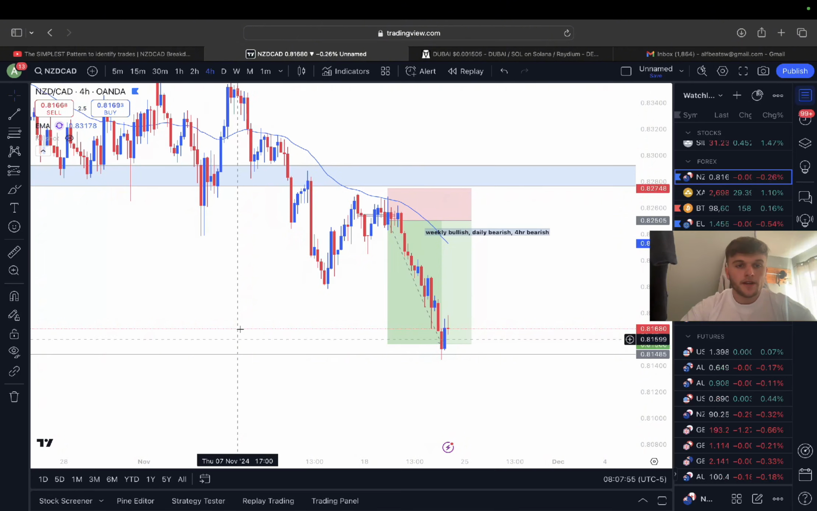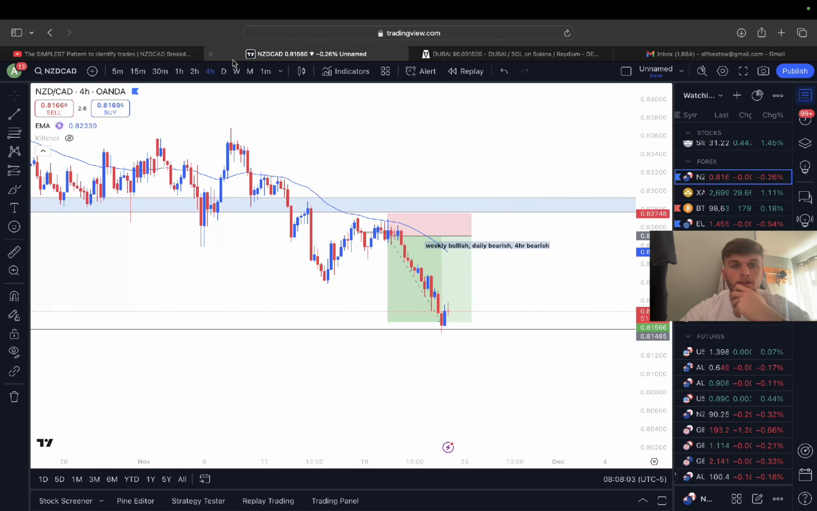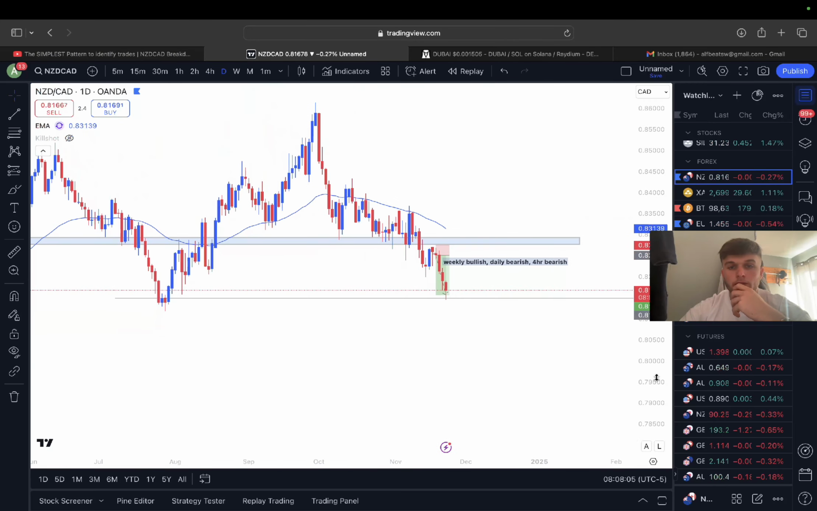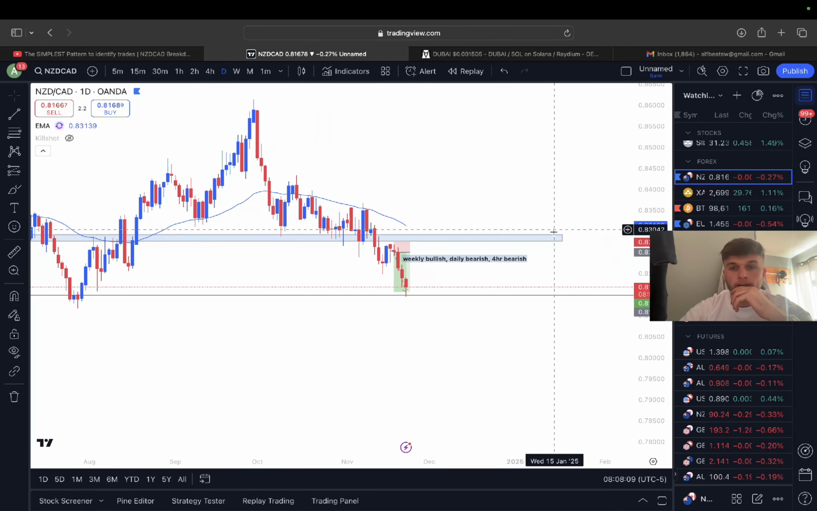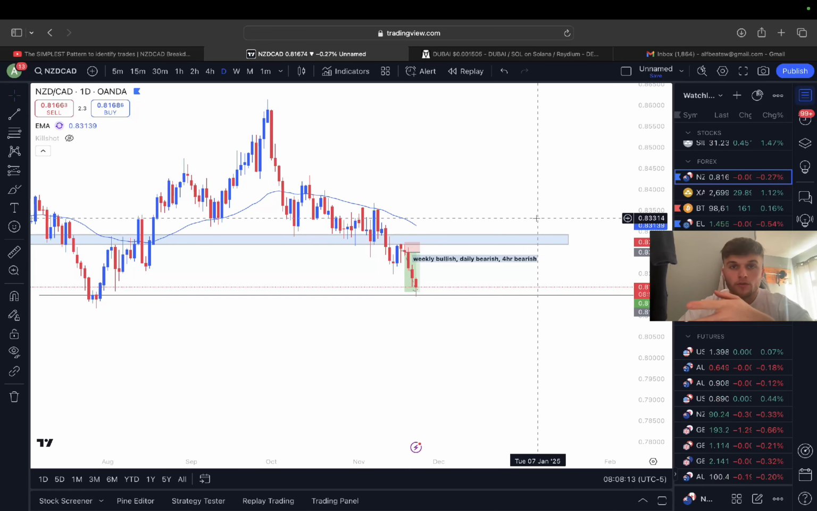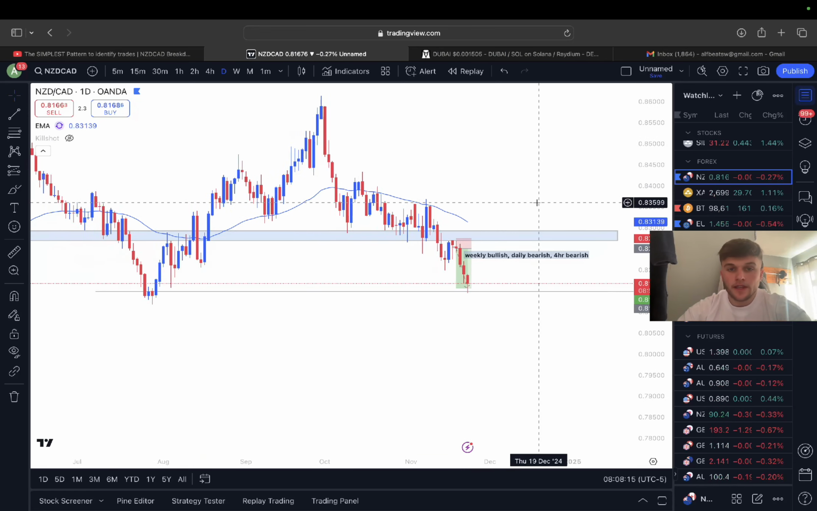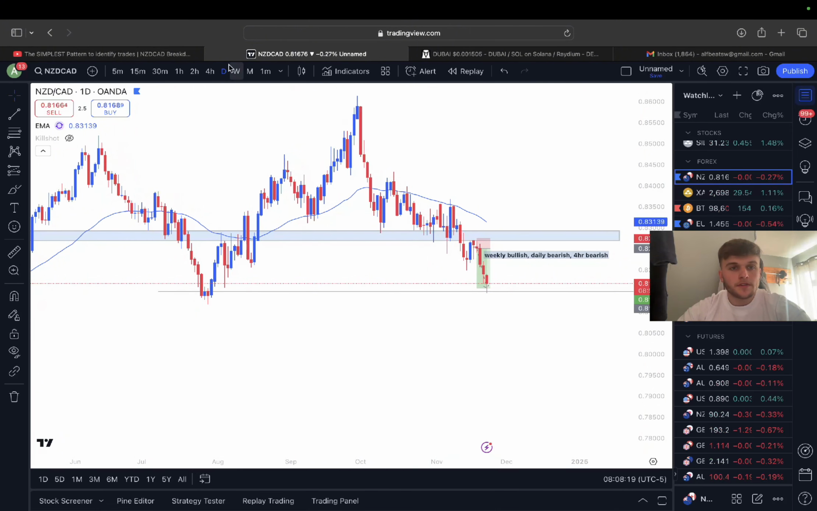So let me break down why I entered this trade. In my previous video I did break down why I was entering this trade, but I'm just going to go into it a little bit once again because it is such a simple trade, and trades like this are the ones that I look for every single time. These are the cleanest and the easiest, so I'm just going to get straight into it.